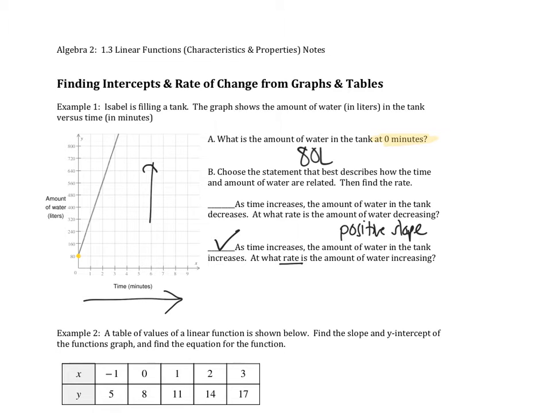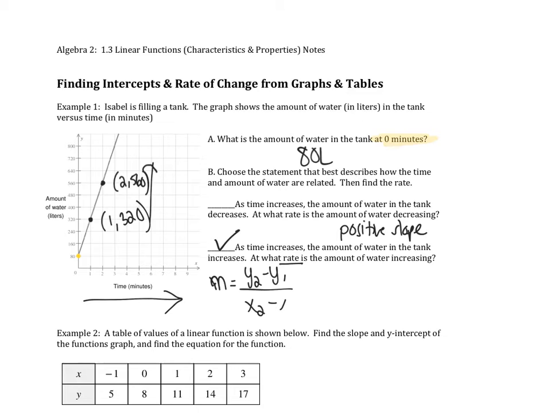Well, when it talks about rate, it is asking for the slope of your equation. When we have to calculate the slope, what we're going to do is pick 2 points on the line. So I have this point right here at 1 and 320. And then I'm going to pick this point right here, which is at 2 and 560.